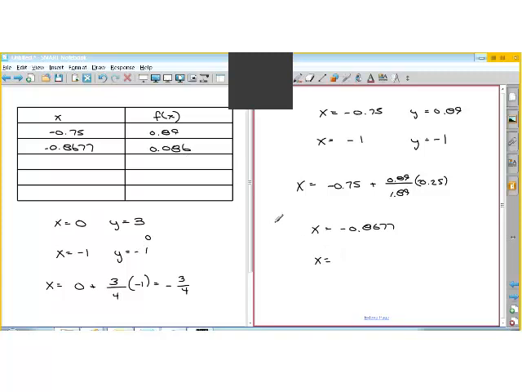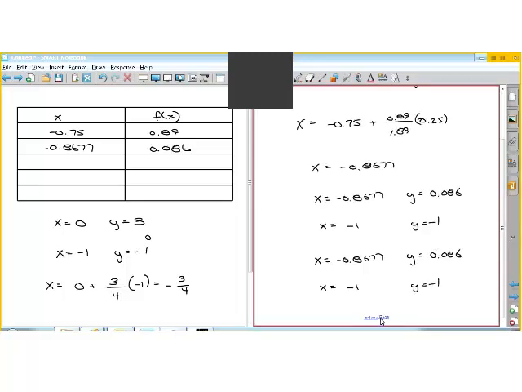So let's do it one more time. We're still above, we're still greater than 0, so we can say x is -0.8677. The y value is 0.086. Then we do the second one, x is -1, y is equal to -1. We do the same calculation. So we start at -0.8677 plus the difference between this and 0 divided by the total difference.